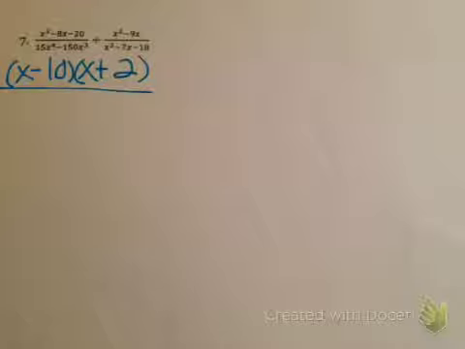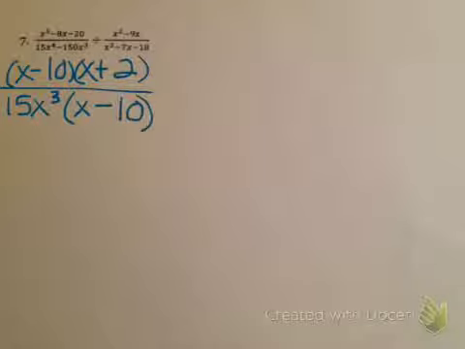Now we move to division. Only difference with division is just like regular fraction, you divide fractions by multiplying by the reciprocal. So I'm going to factor everything. I need to multiply to 20 and add to 8. So I'm going to have minus 10 and plus 2 over this. I'm just going to take a 15x to the third out, and I'll be left with x minus 10 times.